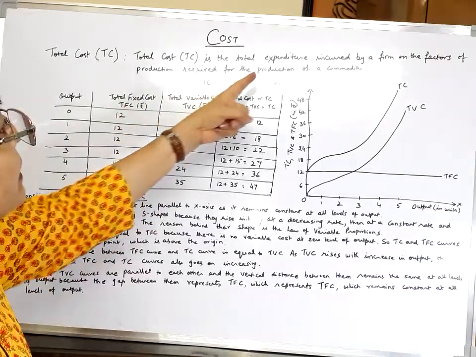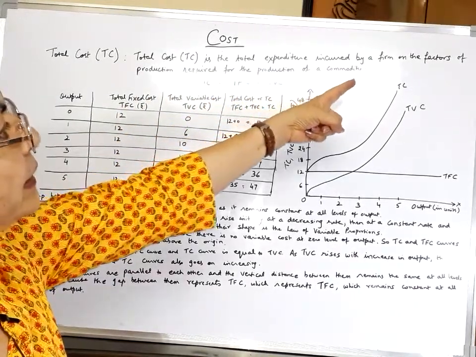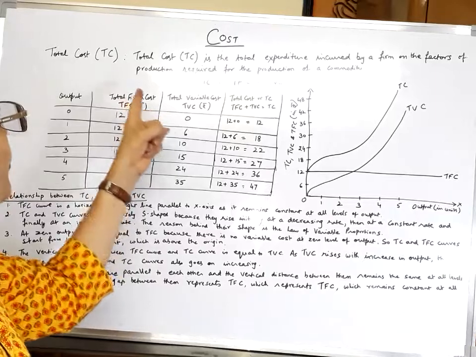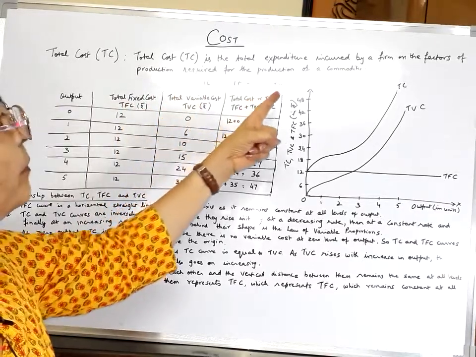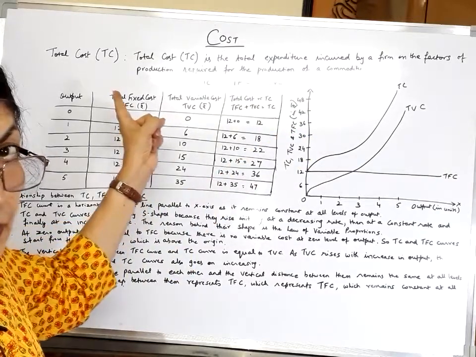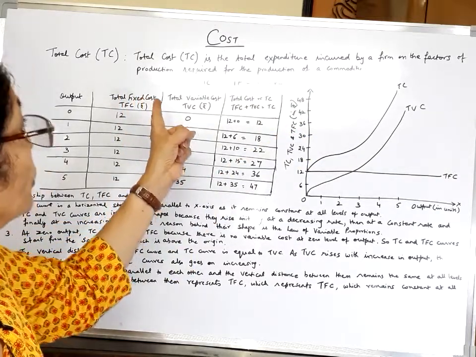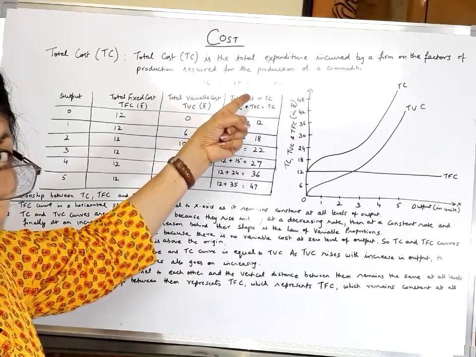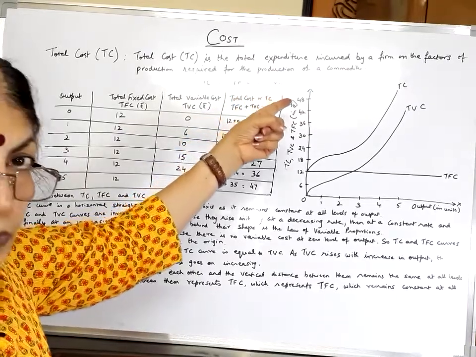Total cost is the total expenditure incurred by a firm on the factors of production required for the production of a commodity. And in the form of an equation, total cost is equal to total fixed cost plus total variable cost.